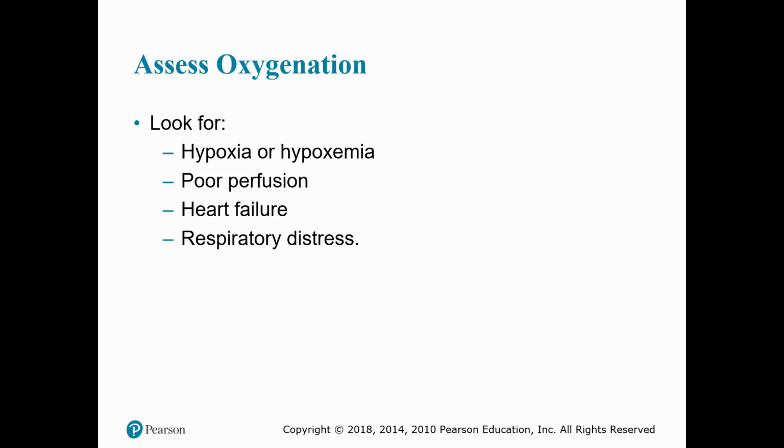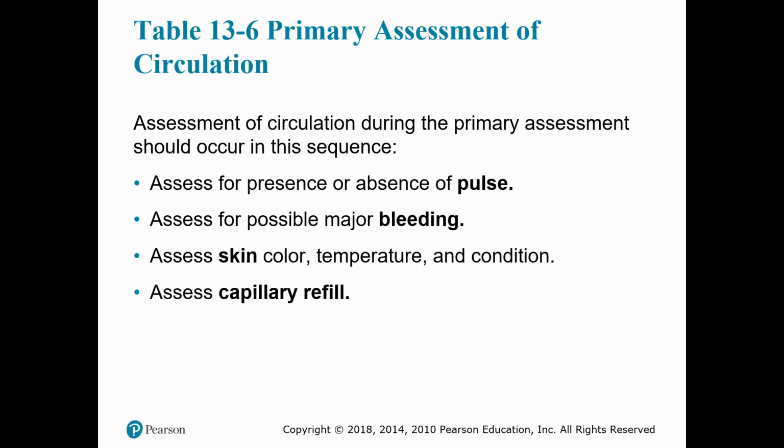Okay, moving on to assessment of the circulatory system. In the ABCs, this is the C. When you go to assess the circulation in your primary assessment, you need to do it in these steps. One, let's check and see if they have a pulse or not. Secondly, let's check and see if they have any kind of possible major bleeding going on, whether it be pooling or spurting. Let's check the skin color, temperature, and condition, and assess the capillary refill.